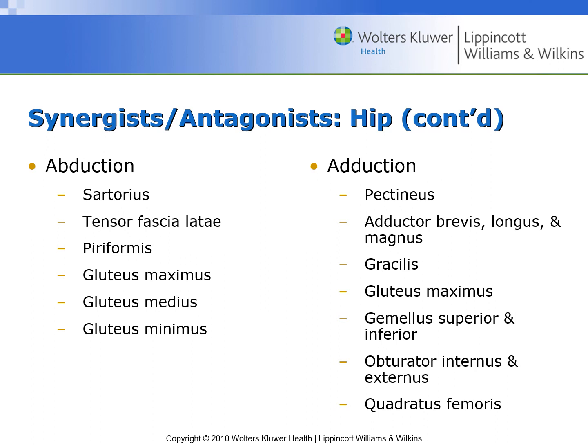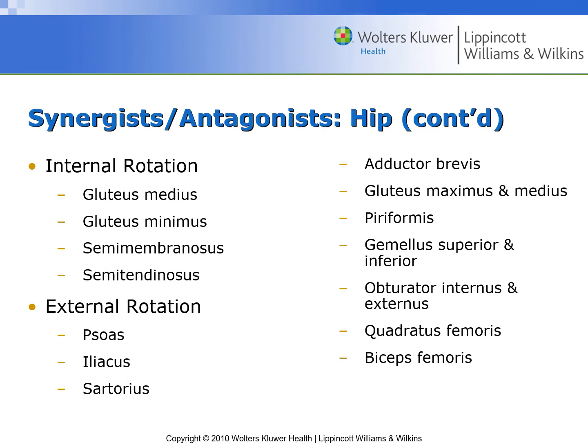So now let's consider the synergists and antagonists for the hip for abduction and adduction. For abduction, we have the sartorius, the tensor fasciae latae, the piriformis, the gluteus maximus, medius, and minimus. For adduction, we have the pectineus, the adductor brevis, longus, and magnus. We have the gracilis, the gluteus maximus, the gemellus superior and inferior, the obturator internus and externus, and the quadratus femoris.